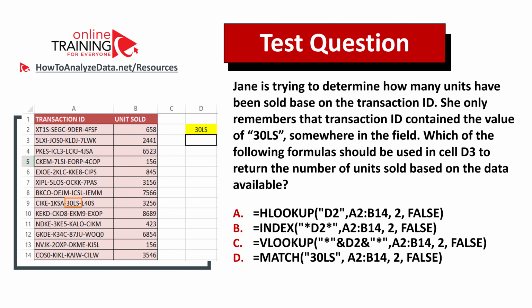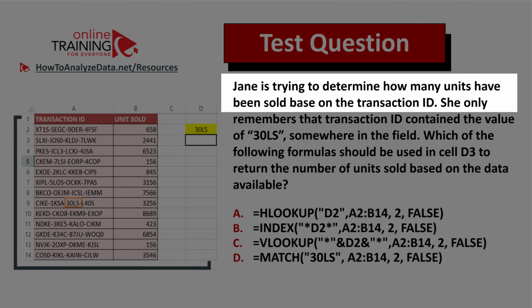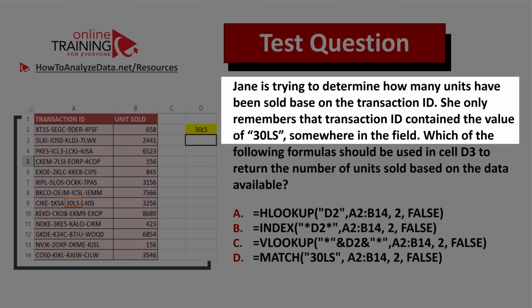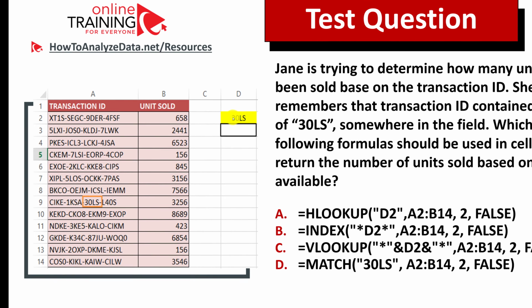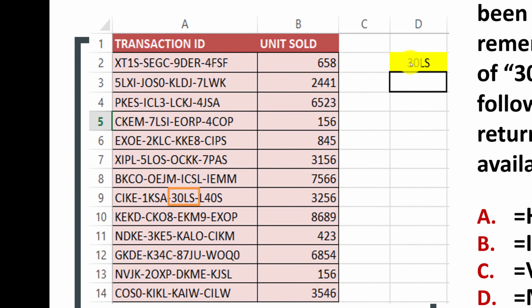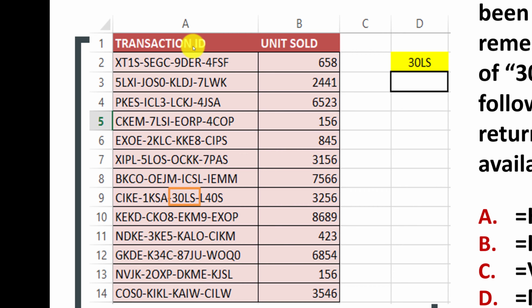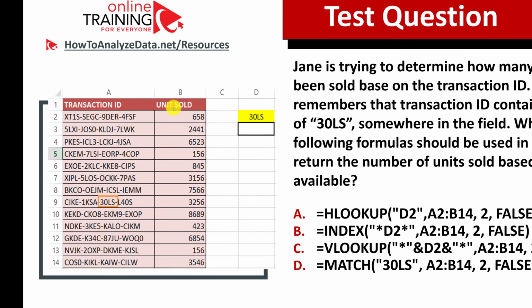Let's look at the interesting question, which tests your knowledge of Excel formulas. Jane is trying to determine how many units have been sold based on a transaction ID. She only remembers the transaction ID contained the value of 30LS somewhere in the field. Which of the following formulas should be used in cell D3 to return the number of units sold based on the data available? It seems like Jane typed this value that she remembered into the cell D2, and she looks at the data that has in column A transaction ID as well as in column B number of units sold.